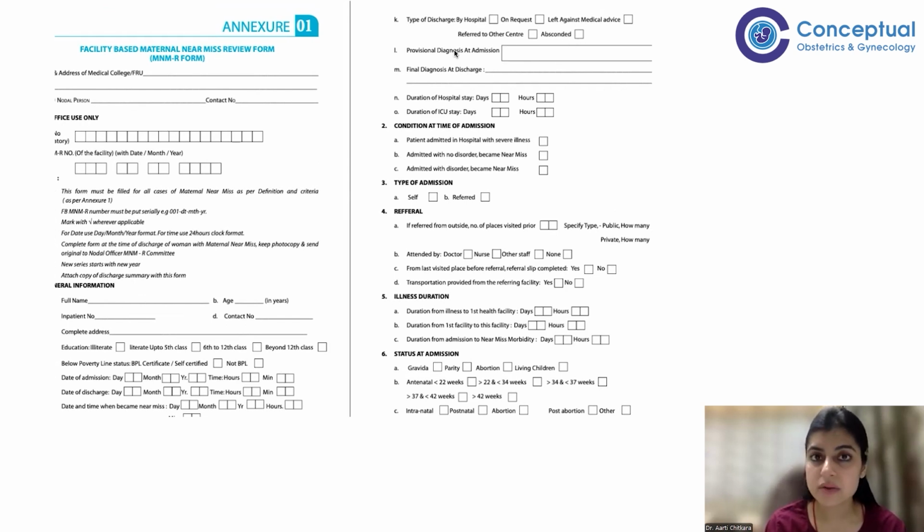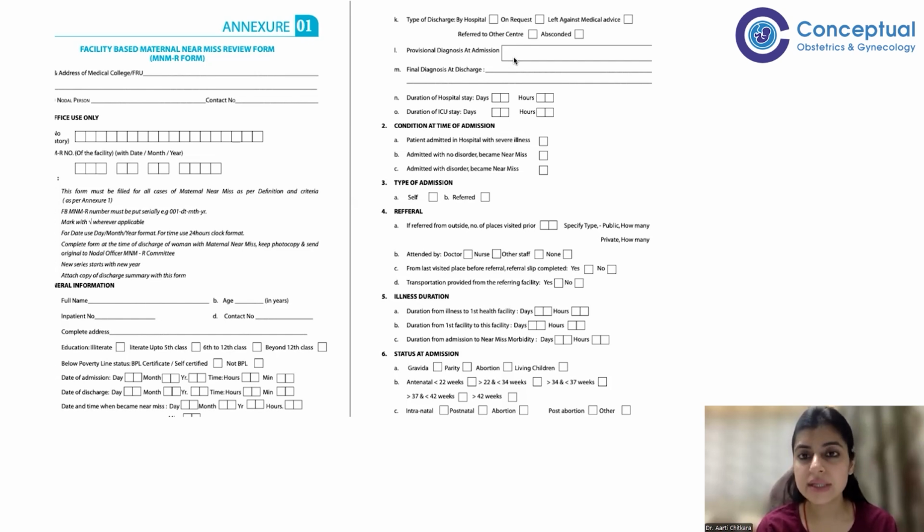Then the provisional diagnosis at admission is very, very important, and the final diagnosis at the time of discharge. Suppose she was referred as a case of postpartum hemorrhage alone, but the final diagnosis that you made at the time of discharge was postpartum hemorrhage along with sepsis, along with severe anemia. So these are the other comorbid conditions which you could identify and treat. Then there is the duration of hospital stay in days and hours, and also the duration of ICU stay. The condition at the time of admission has to be mentioned here.